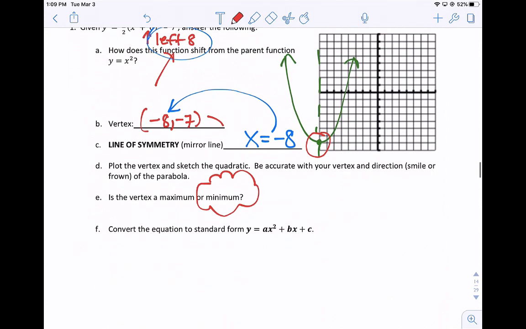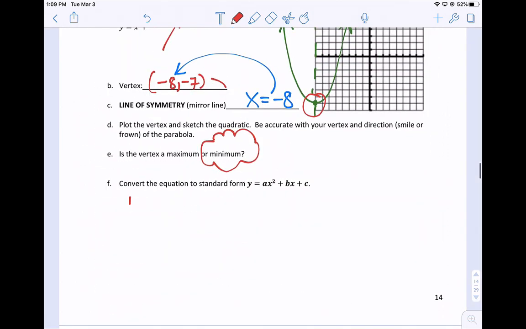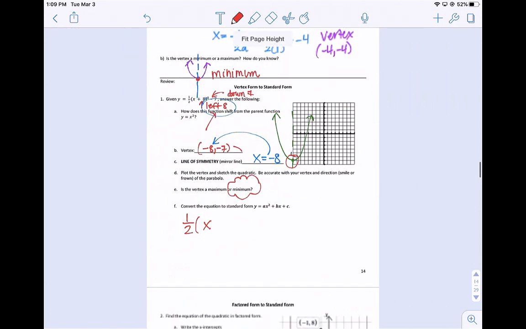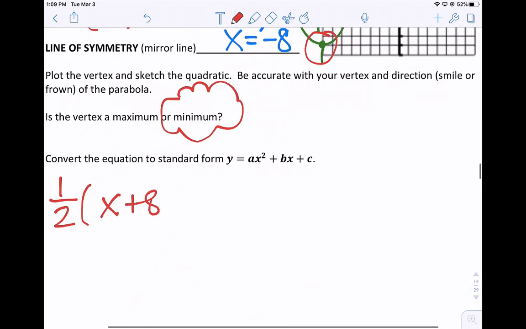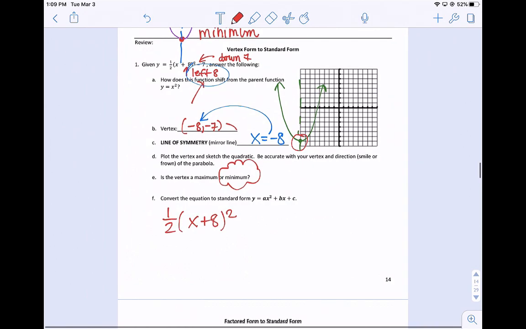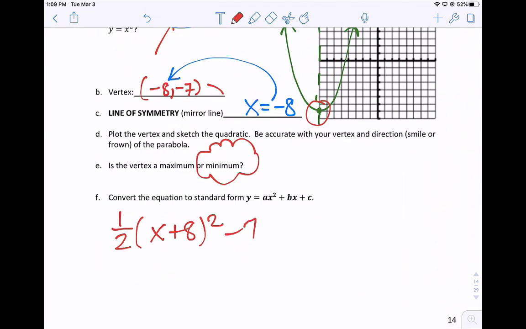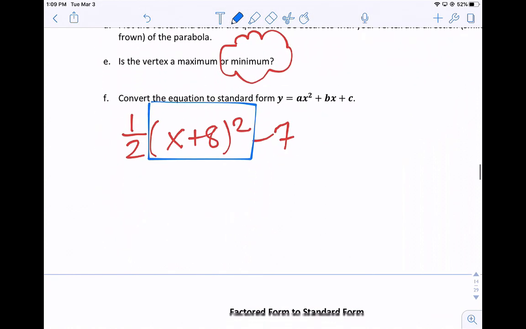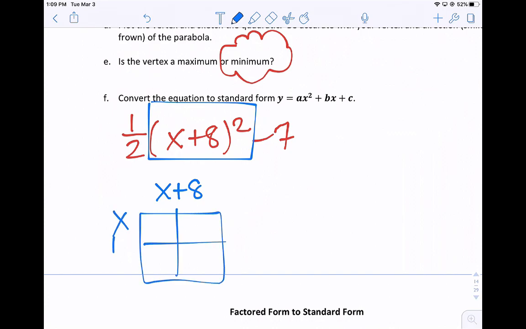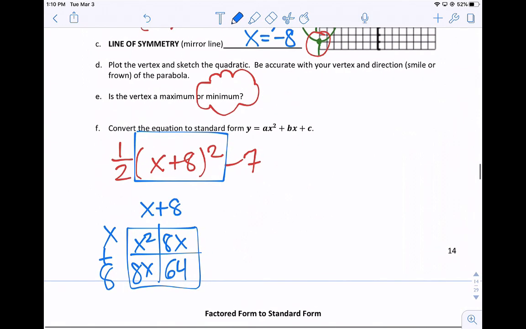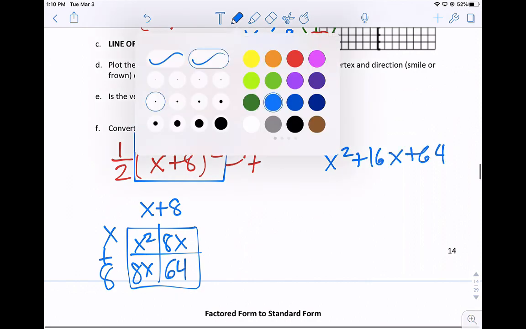Let's convert it to standard form. All right, so standard form, we're going to multiply it out. We have 1/2 times x plus 8 squared, and then minus 7. When we're doing order of operations, when we're multiplying stuff out, the first thing we're going to do is our exponents. So we're going to multiply out x plus 8 times x plus 8, which will give us x squared, 8x, 8x, and 64. So I'm going to write that over here: x squared plus 16x plus 64.